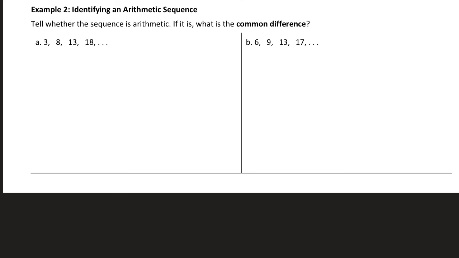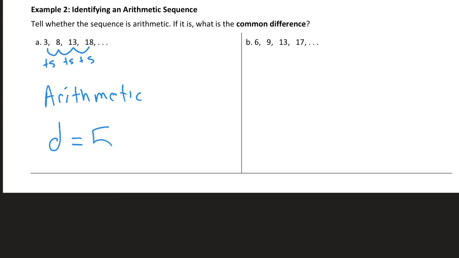Arithmetic sequences are sequences that add or subtract the same number to get the next term. So 3, 8, 13, 18, plus 5, plus 5, plus 5. This is arithmetic. Okay. And our common difference, I'm going to use the letter D as a variable to represent our common difference. In this arithmetic sequence, our common difference is 5. If it were decreasing by 5, the common difference would be negative 5.